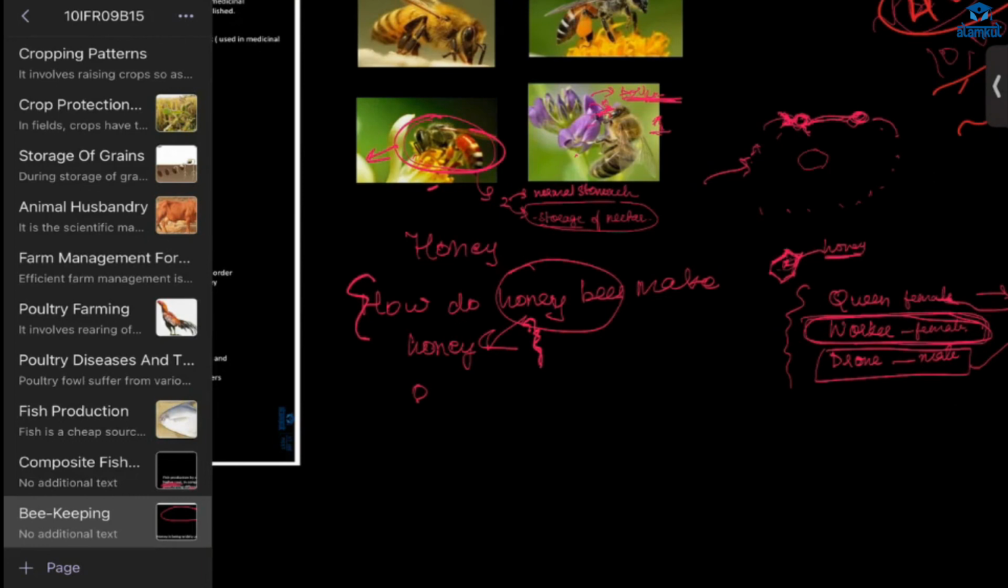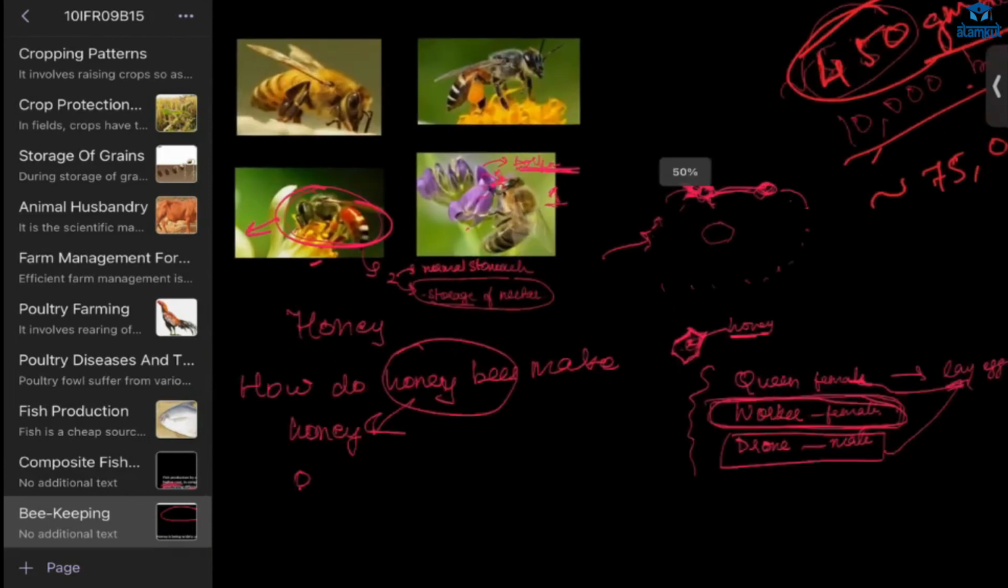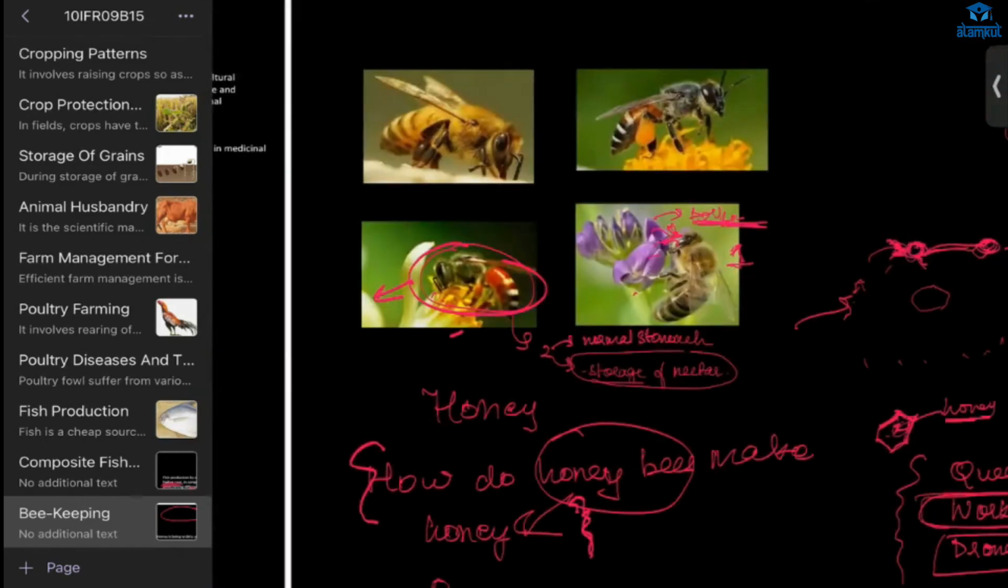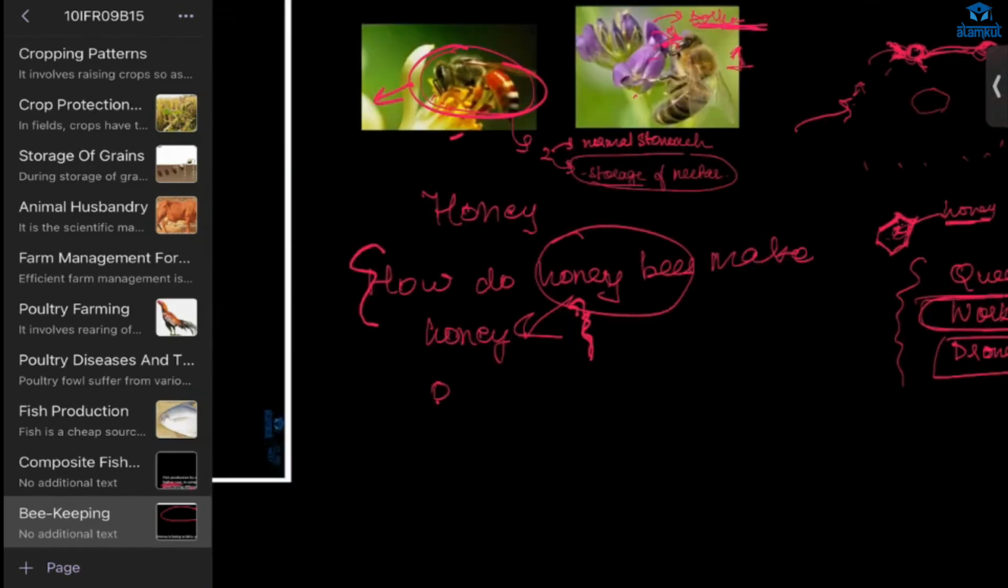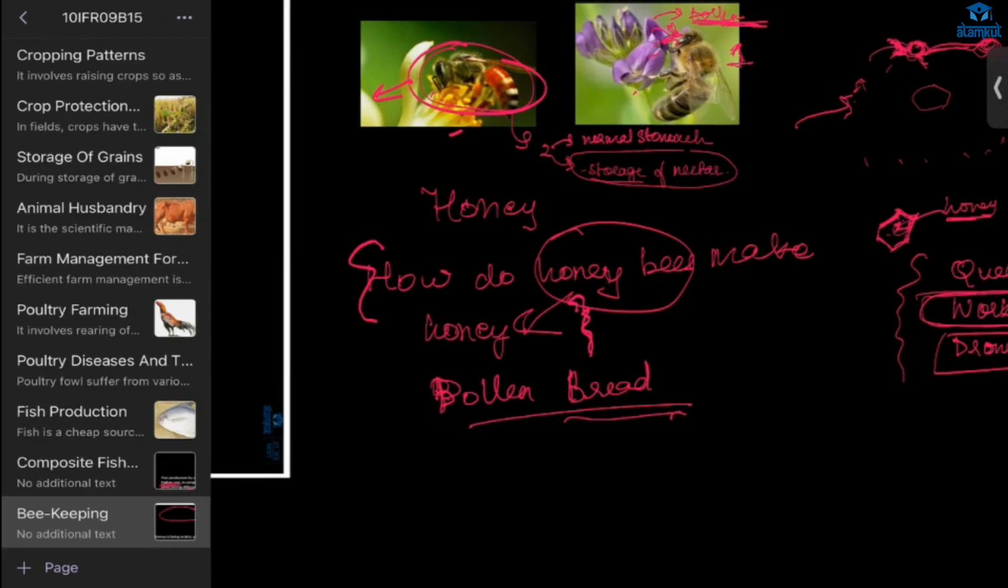I have left some points out, where there were many interesting points about these bees. They make a complex society. They also make bee bread, pollen bread. In the next class, you will be having a test.